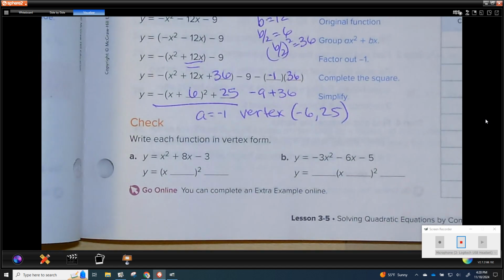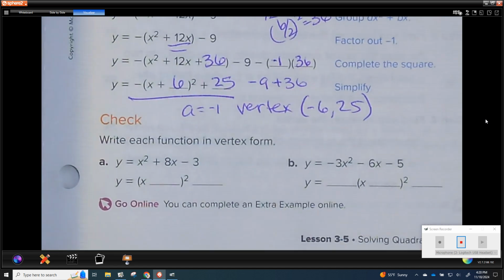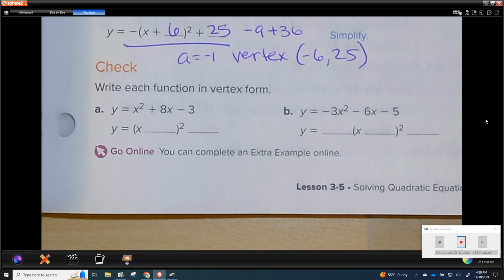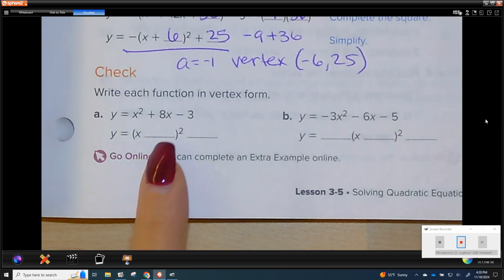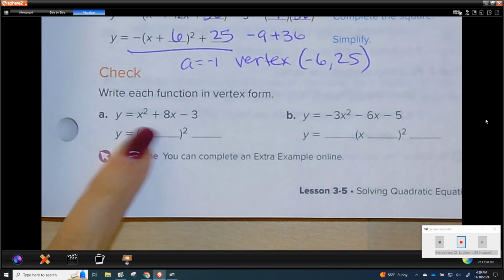I guess I could zoom in a little more. Okay, so let's do this one, because you don't have to factor anything out in this one. I guess we could do both. So I'm going to come over here to the right-hand side.